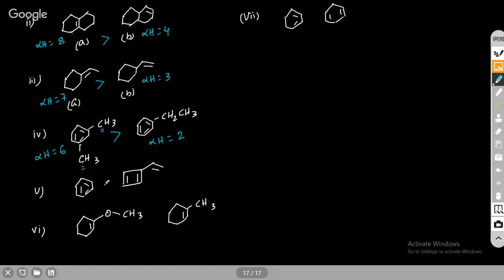Question number 5. See, in this what happens? This compound is aromatic and this compound is anti-aromatic. And that's why this is more stable.